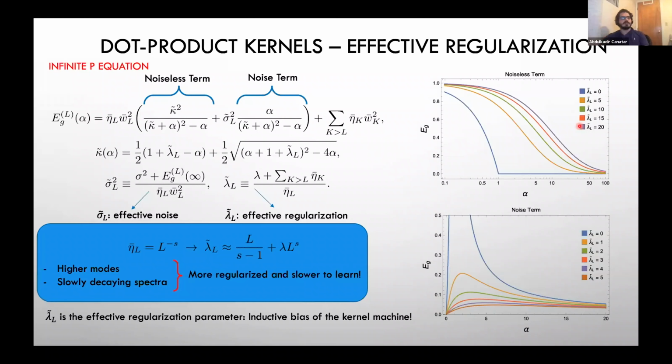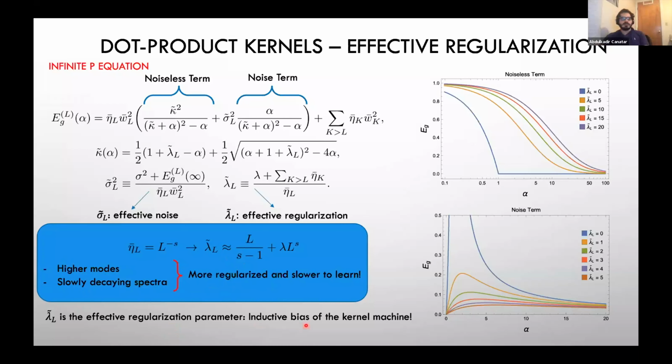So let's make an example here. Imagine that my eigenvalues obey a power law. In this case, you can explicitly calculate the effective regularization, which looks like L over S minus 1. And here you can explicitly see that higher modes and slowly decaying spectra, which basically means smaller S, impose more regularization, which is perfect because we expect this from a model with inductive bias, where higher modes are regularized more. So actually you keep your function smoother.